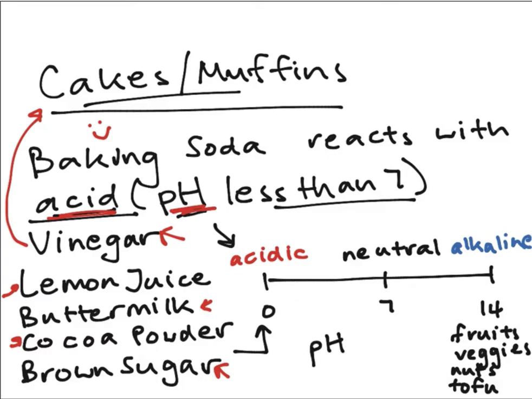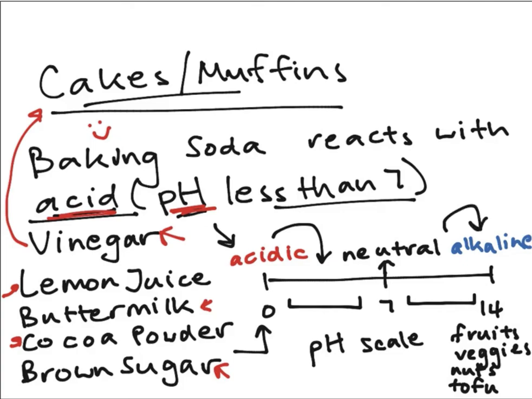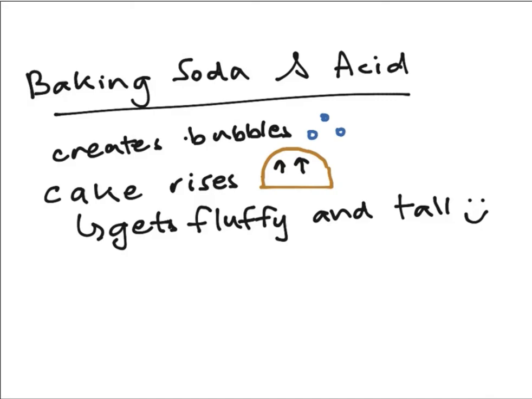So right here is the pH scale. So in between 0 and 7, it's called acidic. And then you have neutral, which is 7. And then 7 to 14, in between there is alkaline. So things that are alkaline include fruits, veggies, nuts, and tofu. And acidic is sour stuff like lemon juice, limes, sour things. Buttermilk is sour, vinegar is sour. So it's acidic and it has less than 7.